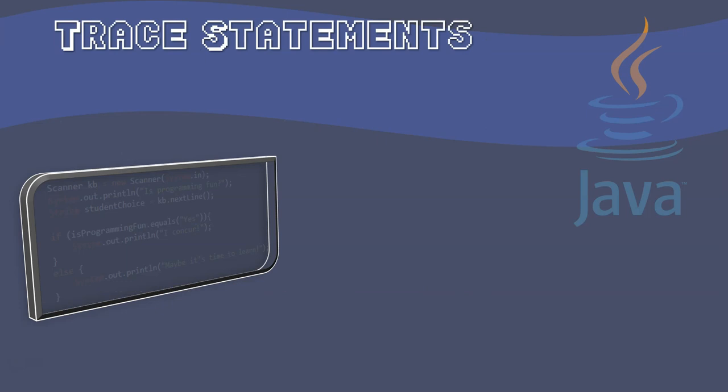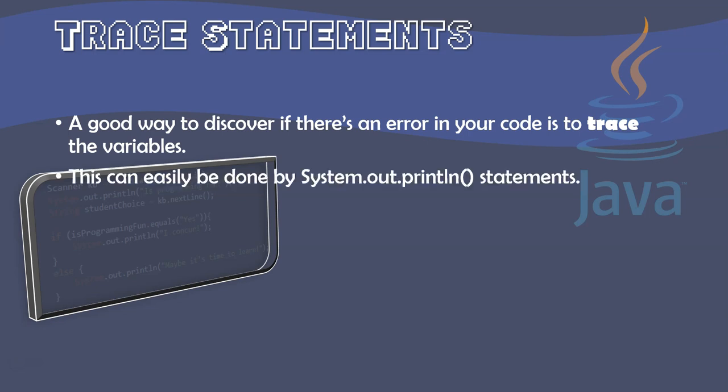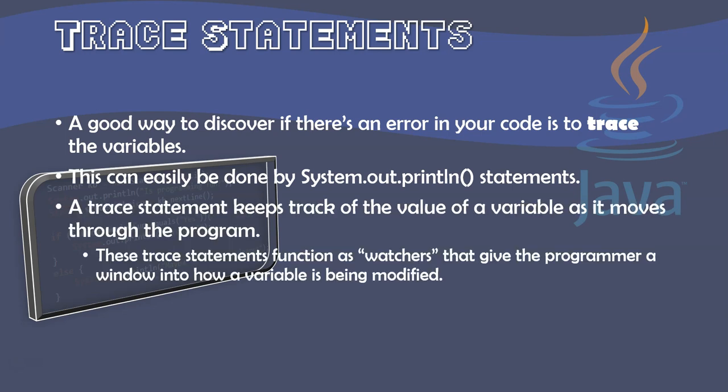All right, so how can we troubleshoot? Well, the first way we can do this is through the use of trace statements. A good way to discover there's an error in your code is to trace the variables. This can easily be done by using System.out.println statements. A trace statement simply keeps track of the value of a variable as it's moving through your program.